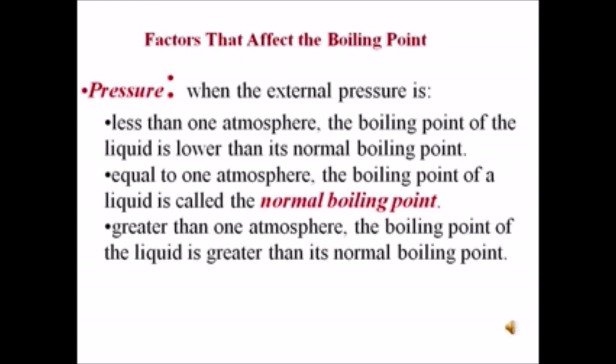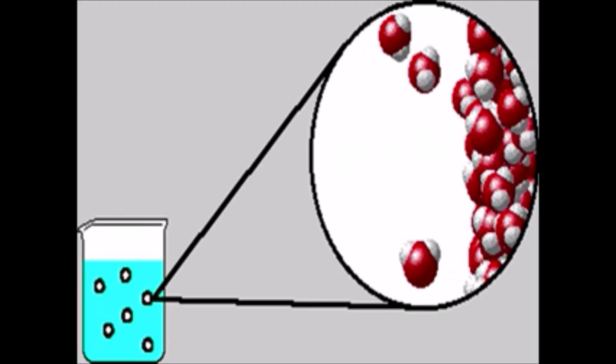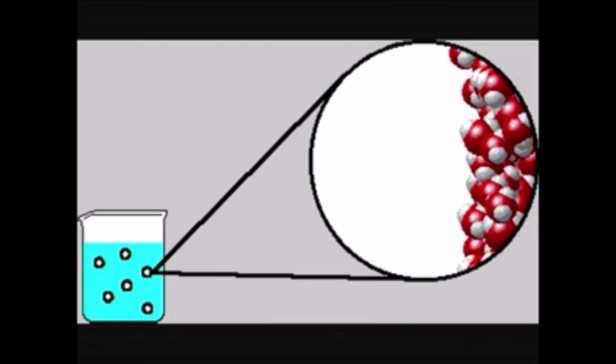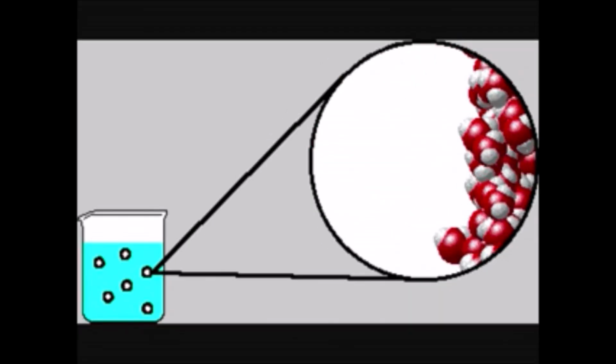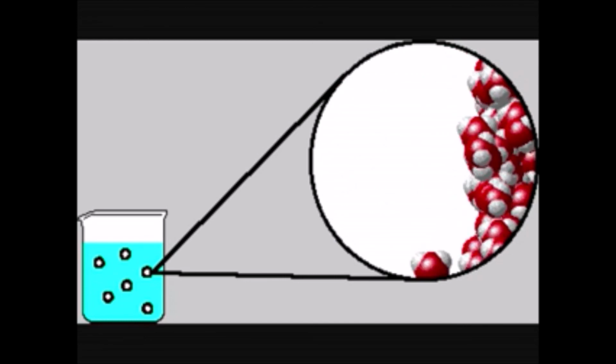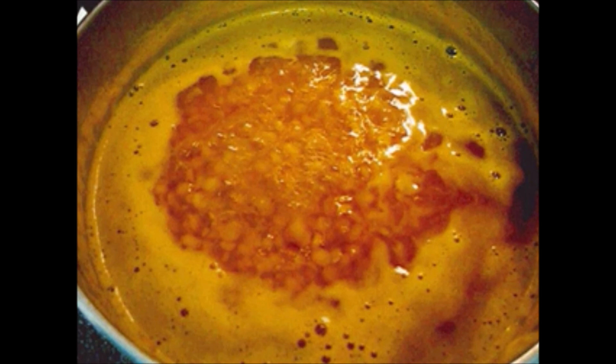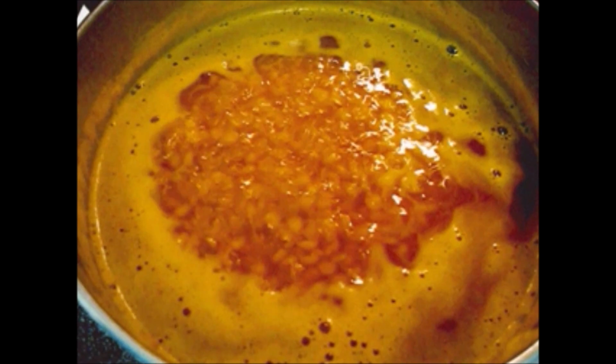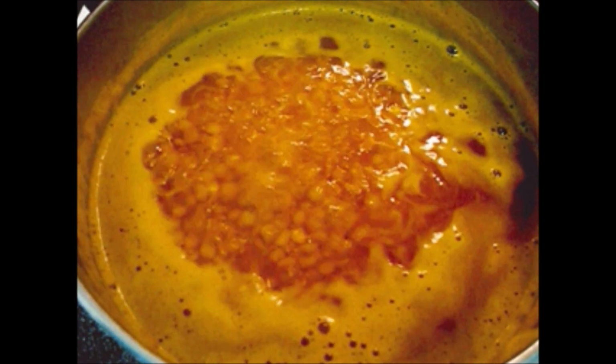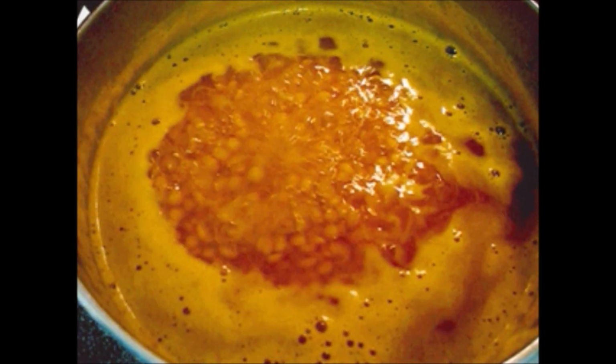Factors that affect the boiling point. Pressure. When the external pressure is less than 1 atmosphere, the boiling point of the liquid is lower than its normal boiling point. Equal to 1 atmosphere, the boiling point of a liquid is called the normal boiling point. Greater than 1 atmosphere, the boiling point of the liquid is greater than its normal boiling point.